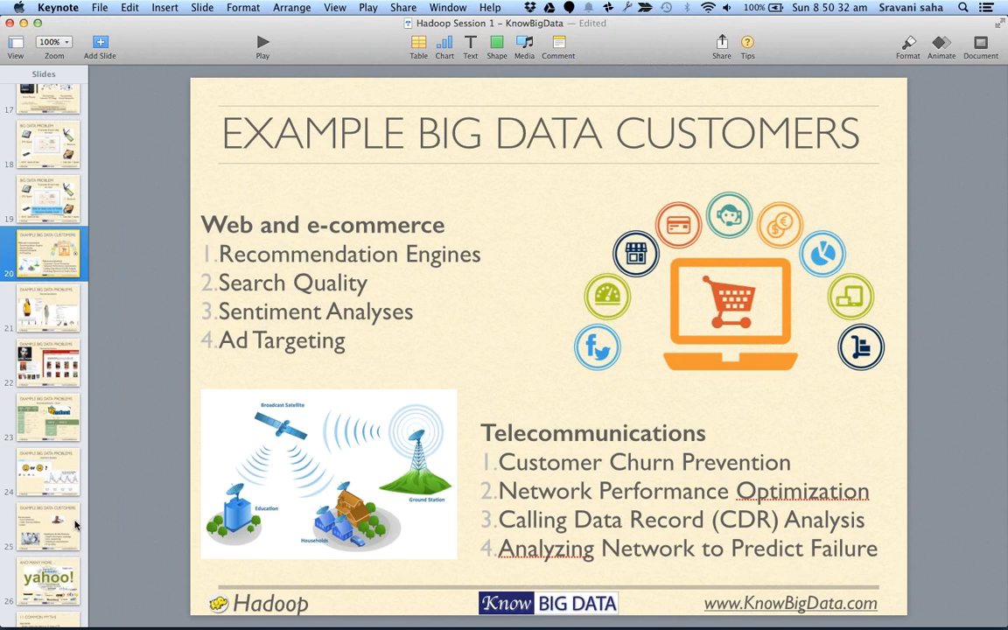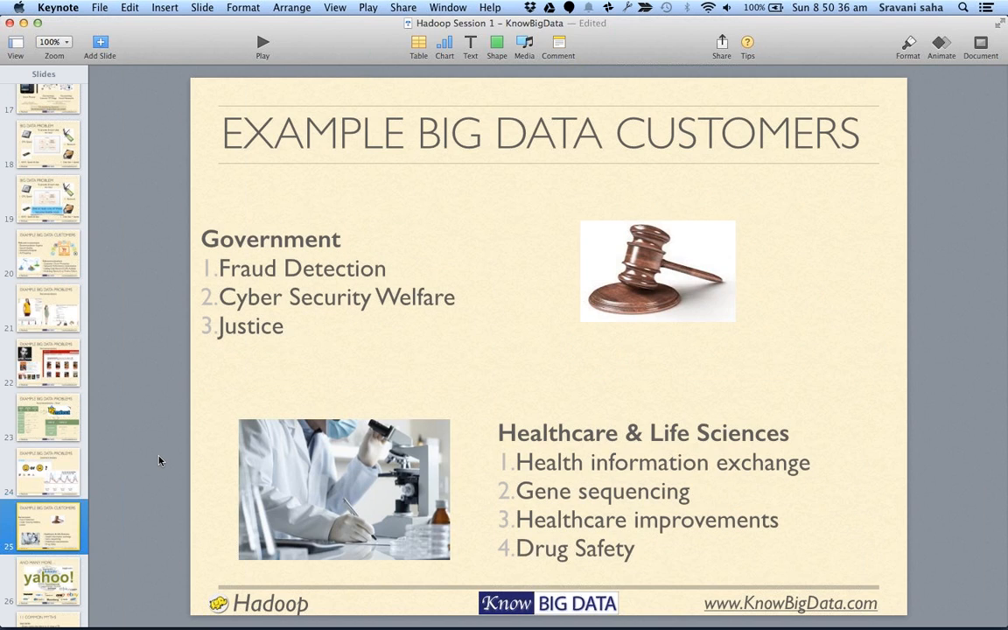Other than telecommunications, a few use cases with respect to government are identification of fraud, and detecting fraud is a difficult scenario. The only way you can do it is by observing the pattern in fraud. And the other use cases are in the healthcare industry.